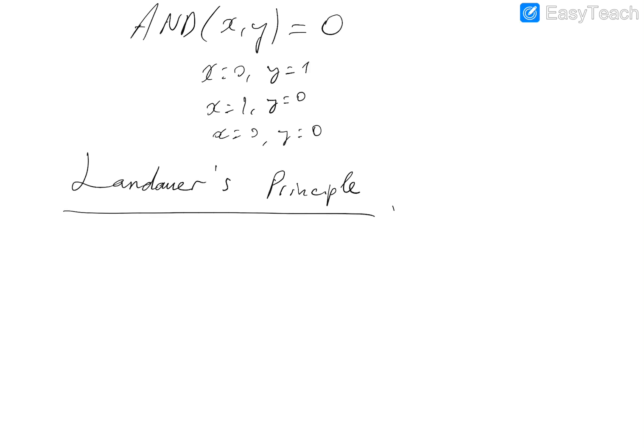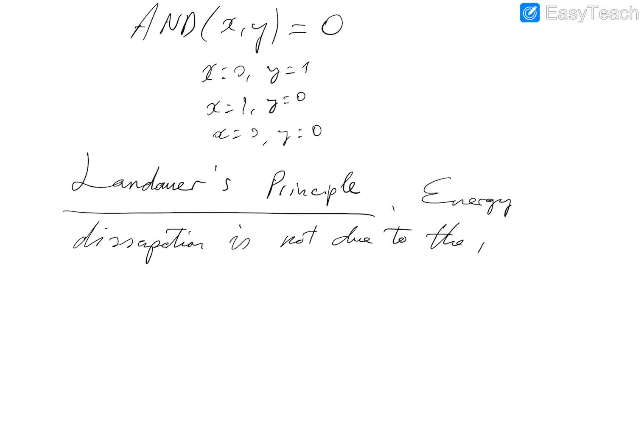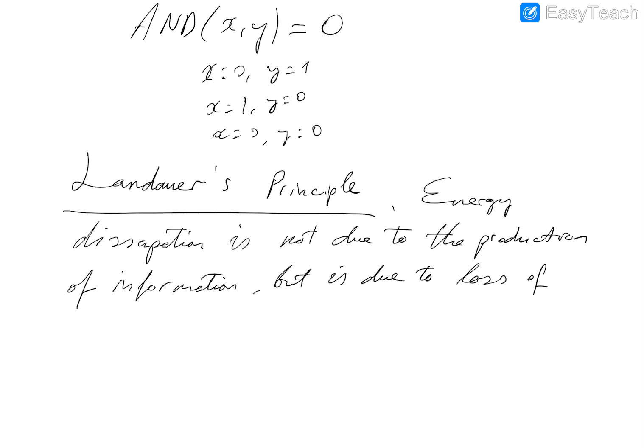And roughly, it could be described as: energy dissipation is not due to the production of information, but is due to loss of information.